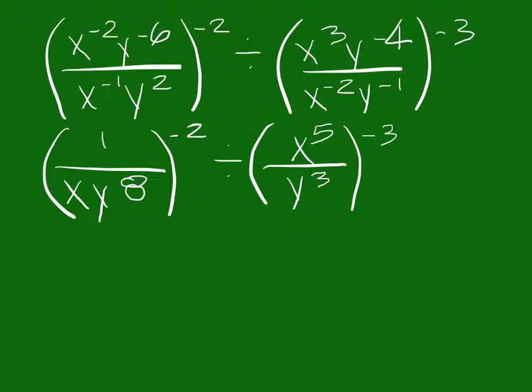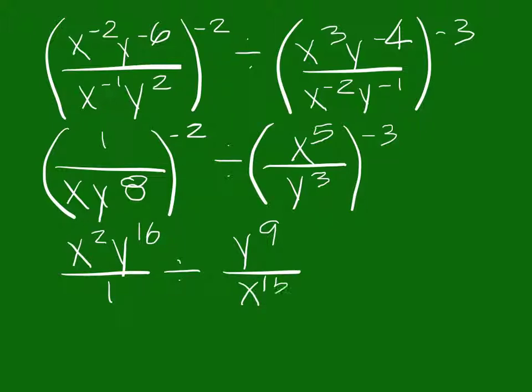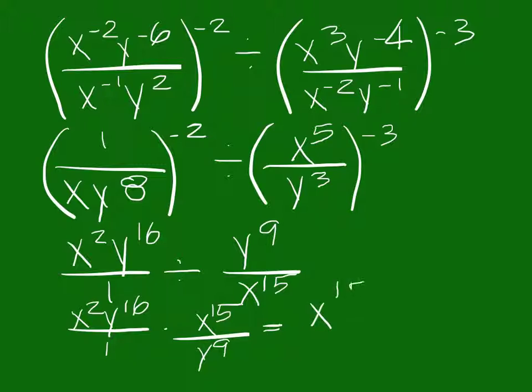Simplify the left-hand side to get x squared y to the 16th on top, and then on the right side you'll have y to the 9th and x to the 15th on the bottom. Flip and multiply: x squared y to the 16th over 1 times x to the 15th over y to the 9th. That's going to give you x to the 17th y to the 16th over y to the 9th. And the y's can cancel. You'll be left with x to the 17th and y to the 7th.